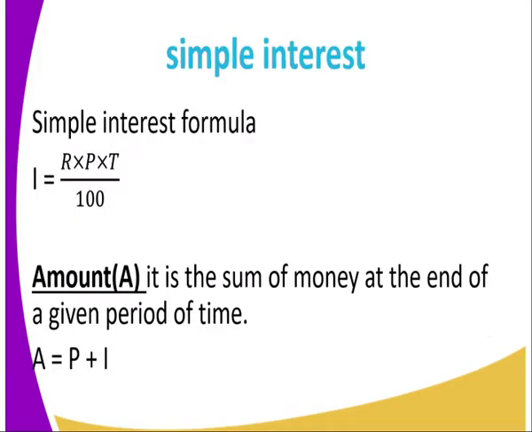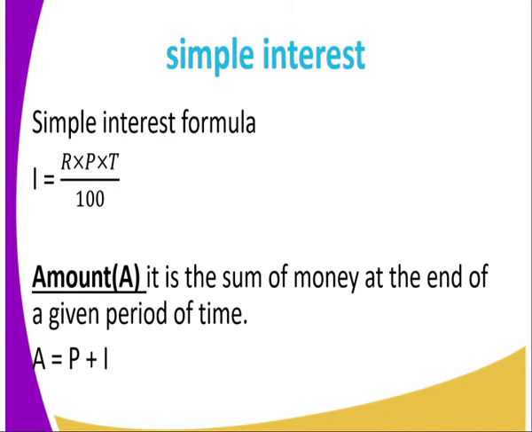That is the reason why we get the formula as that. Formula for calculating the simple interest: interest is equal to the rate times principal times time divided by 100. Where does 100 come from? 100 comes from the rate. Rate is given in percentage.